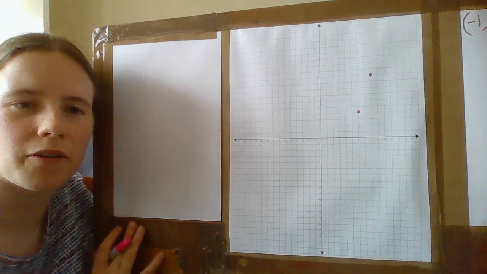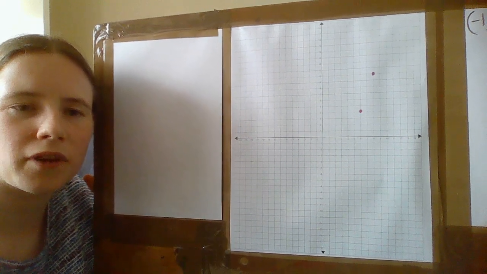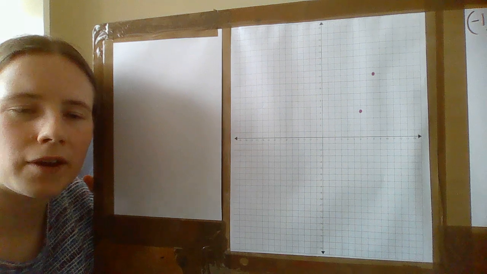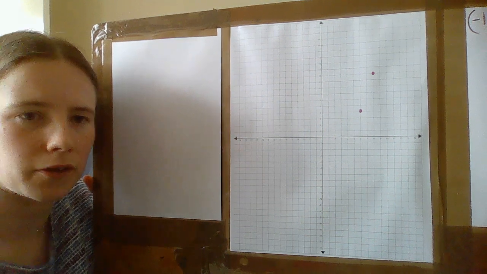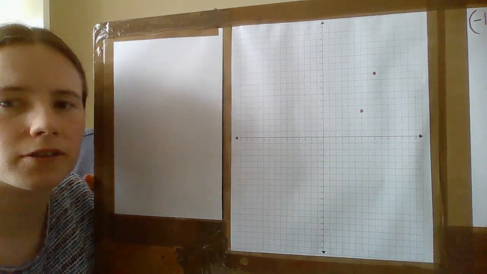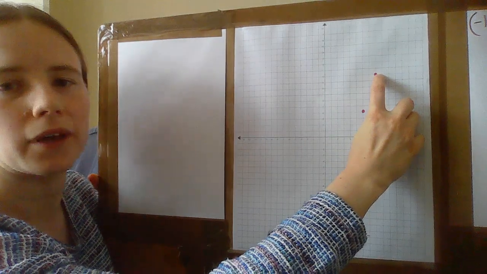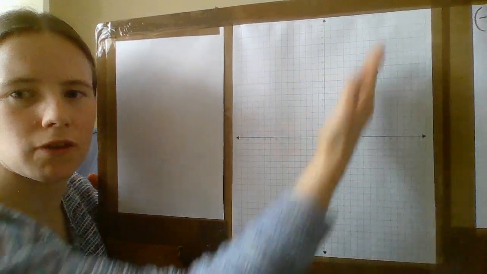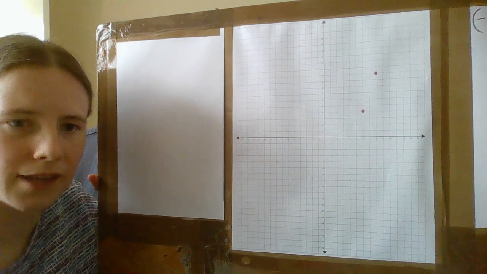Hello guys, in this video I'm going to talk you through how to find the equation of a straight line when you're told 2 points that it goes through. So for the first one, we're going to have this point here and this point here, and we're going to find the equation of the straight line that goes through those 2 points exactly.